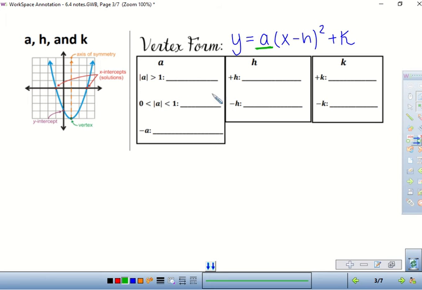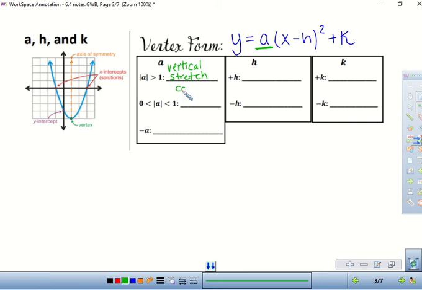So the a value controls if the graph is vertically stretched. If the absolute value of the a value is greater than 1, that's what we call a vertical stretch. So that means the graph gets really skinny and stretched out, okay? And then if the absolute value of your a value is between 0 and 1, that means what's the opposite of stretching something?